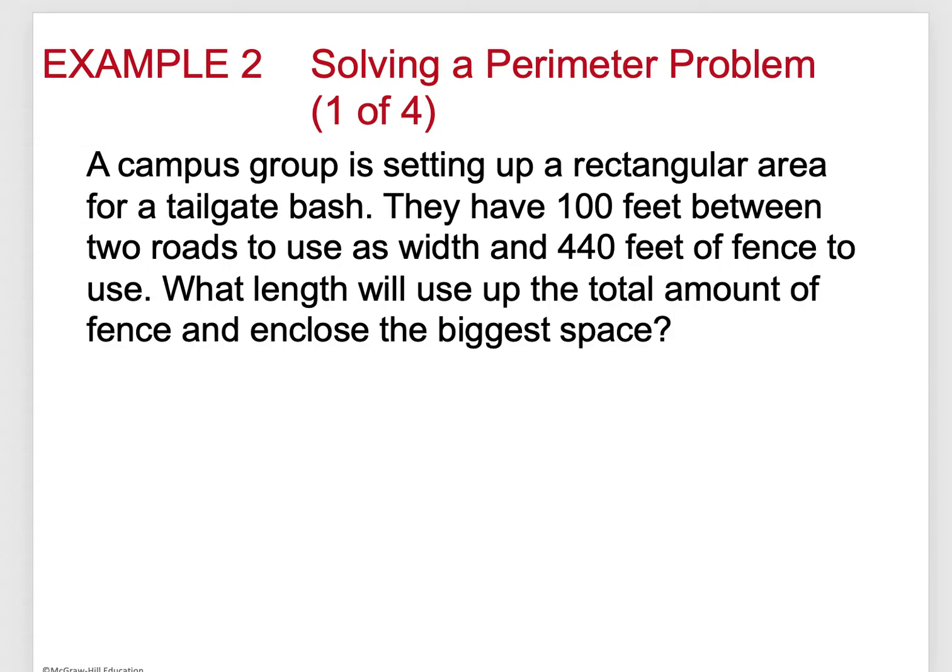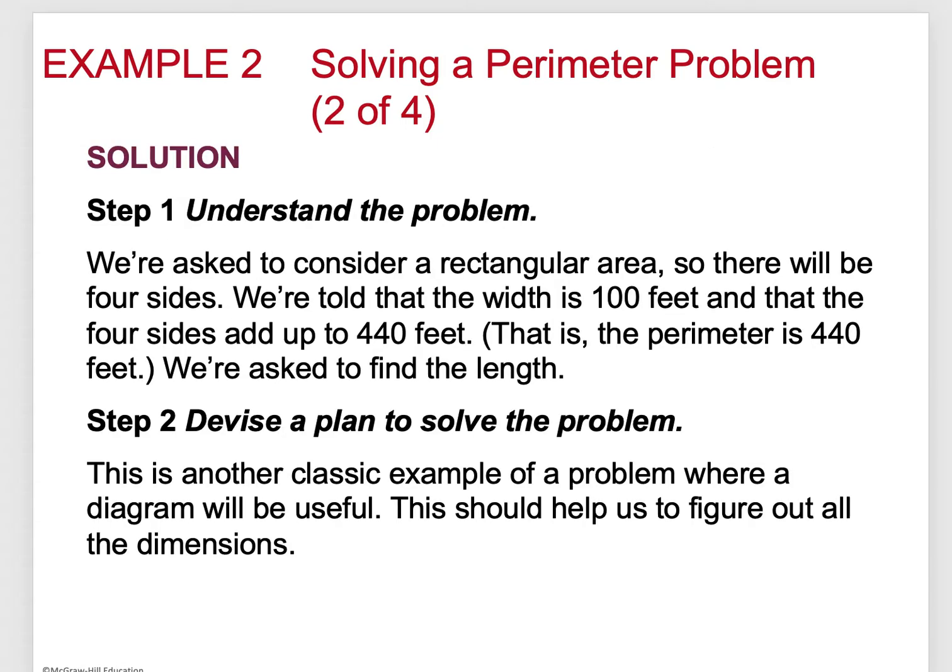What if I have a perimeter problem? So in this problem, we've got a campus group, and they're setting up for a tailgate bash, and they give us a couple of different important pieces of information that I have to filter through. And it's really good to highlight to students, it doesn't matter that there's a campus group or there's a tailgate bash. That's just contextual information that helps you relate this to a tangible experience.